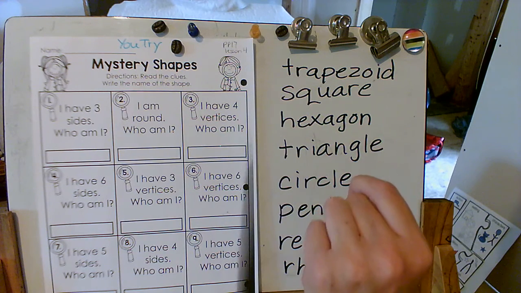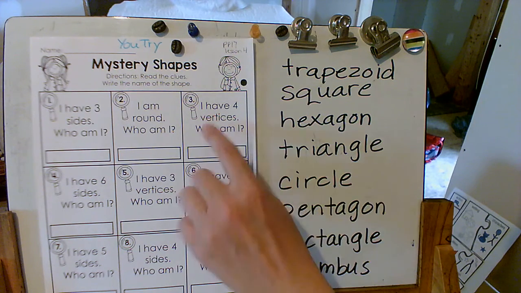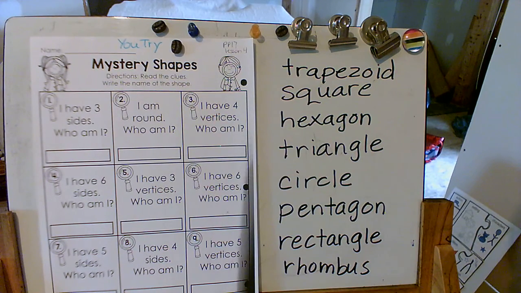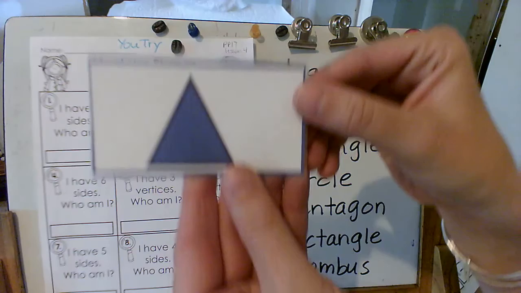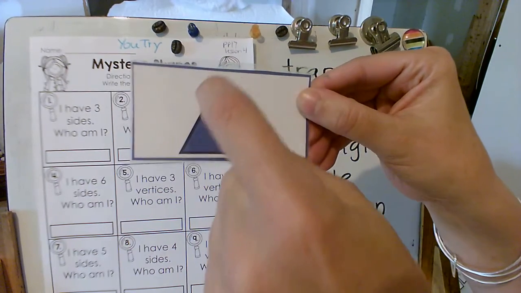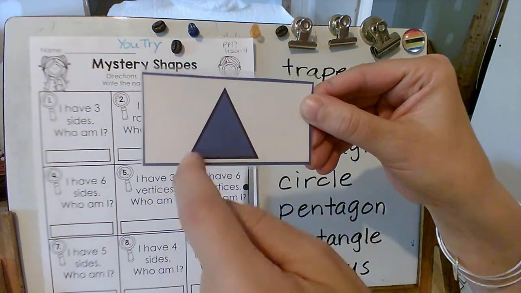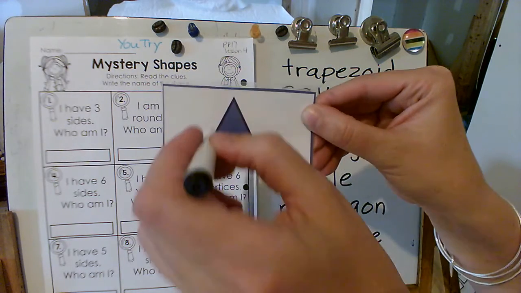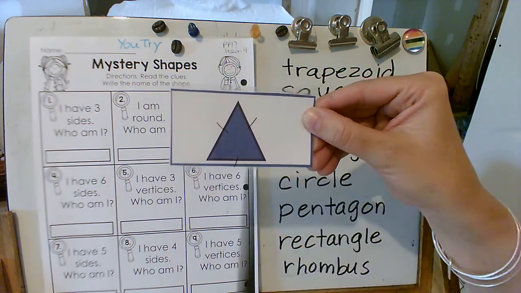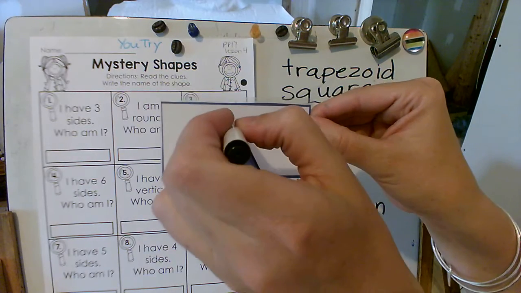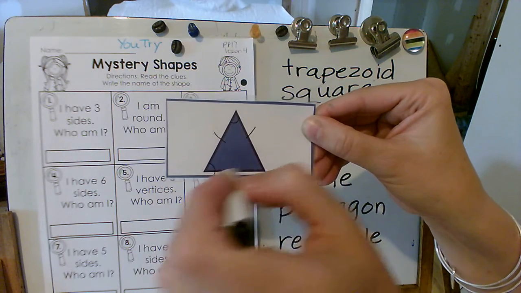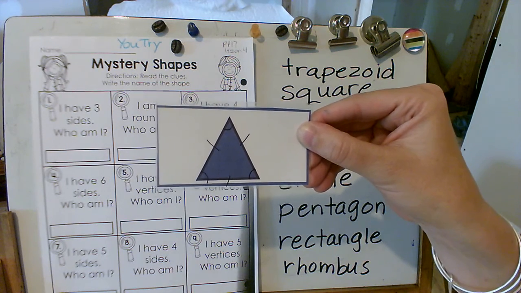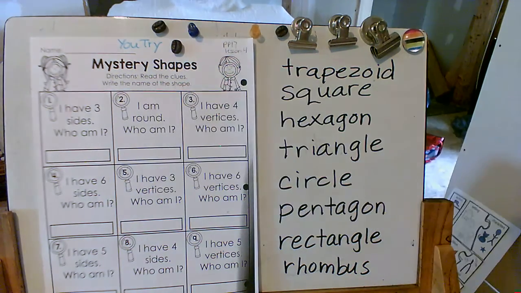Now, you'll notice that some of the mystery shapes have the word vertices in the clues. Remember when we were looking at shapes, we said that the angles where the lines meet and bend, those are the vertices. This is a side. These are the sides. The shape has 3 sides, and this shape has 1, 2, 3 vertices. The vertices are the angles where the lines bend.